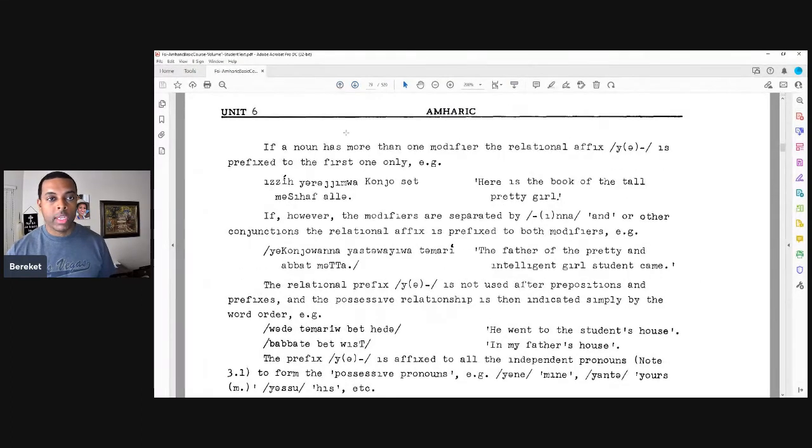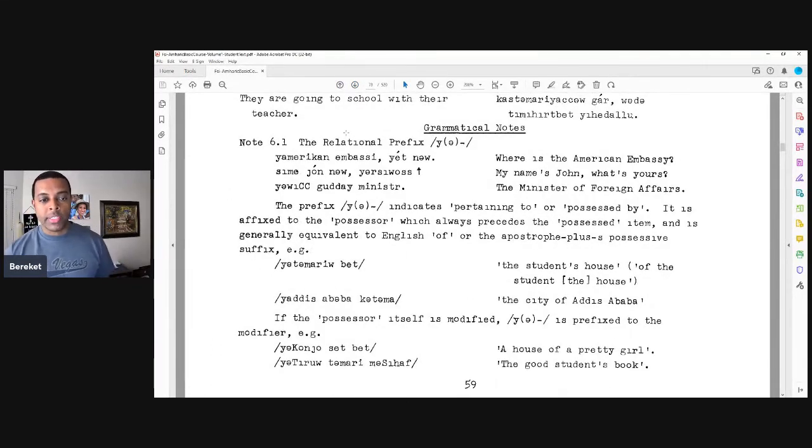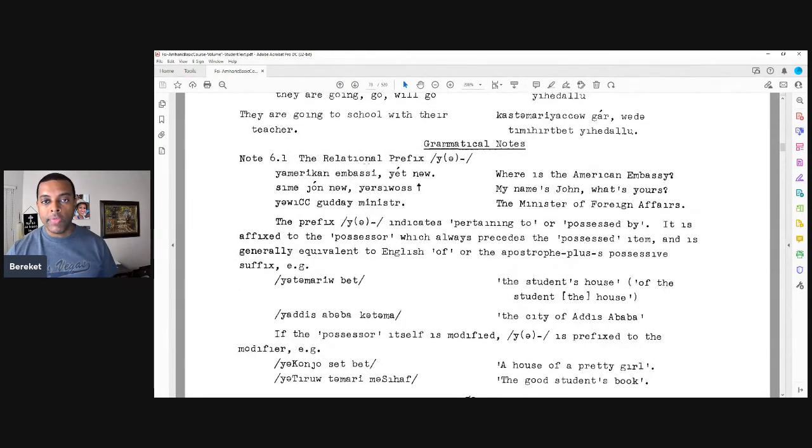It's going to start off, we're going to look at what's called the relational prefix, ya. It's ya if it's in front of a consonant, or just the ya sound in front of a vowel. But basically, this is the Amharic possessor. It translates to the English word of, and it always precedes as a prefix the possessed item. So, as an example here, the American embassy literally translates to the embassy of America. So, ya American is of America, and then embassy is the embassy. So, it's the embassy that belongs to or of America. So, the possessor always precedes that which is possessed.